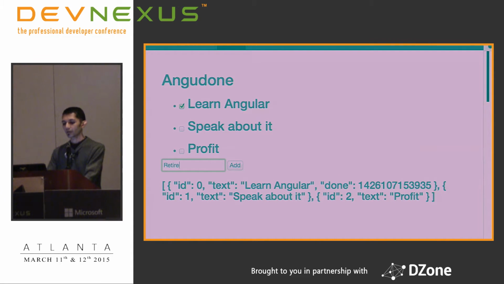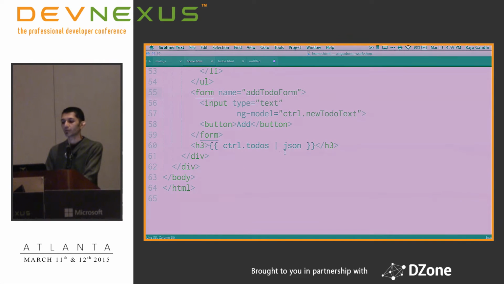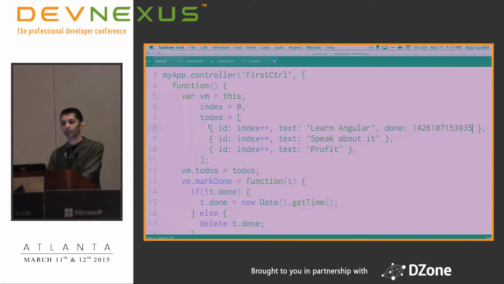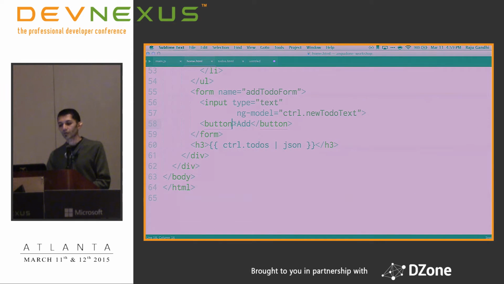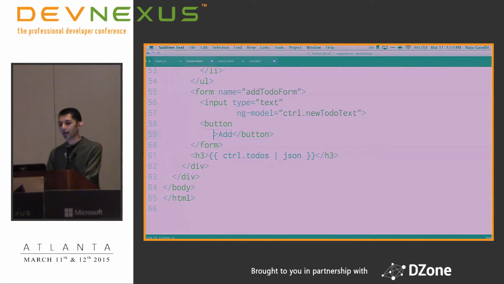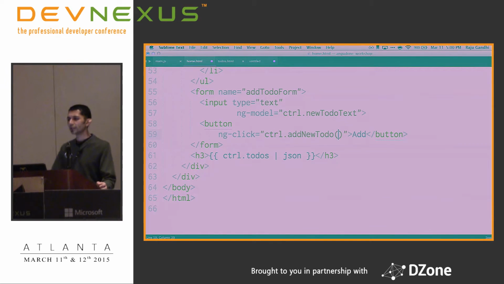Now, refresh the page. I type retire. I click. Nothing happens, right? Why? Because I haven't told the button to do anything. What do we want to happen? Well, we know that we should probably create a new to-do on this array and add it. So most likely in here, what we have to do is something like ng-click. Remember click that we use on the checkbox, and we're going to invoke a function. We're going to say controller.addNewTodo. What do you think this new to-do will need?